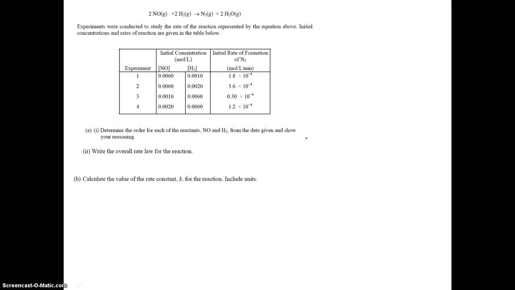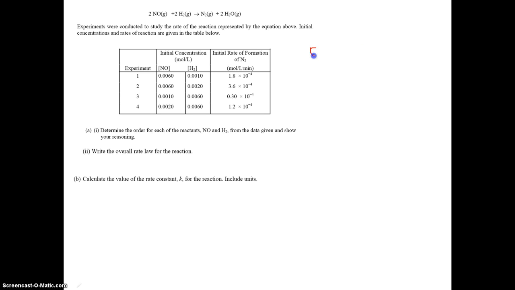Alright, so the first reaction that we have here, or the first problem that we have, is to try and figure out what the order for these two reactants is. I've got NO reacting with H2 according to the balanced chemical equation above. But that's not necessarily how the rate's going to go. To look at how the rate's going to go, I have to look at the data and see how changing the concentrations of those particular reactants changed how they affected the rate of the reaction.